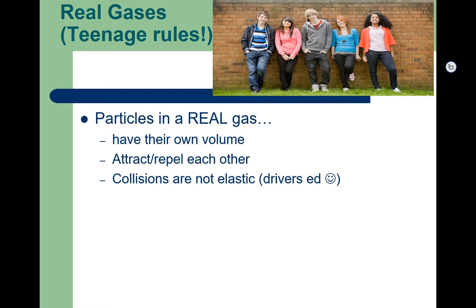Now the problem becomes when we're working with gases in lab, we want them to act ideal. But they are real gases. So how do we get real gases to act ideal? This is, well, how do you get teenagers to act ideal?